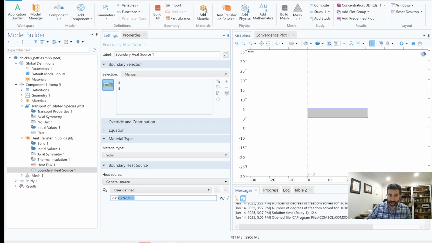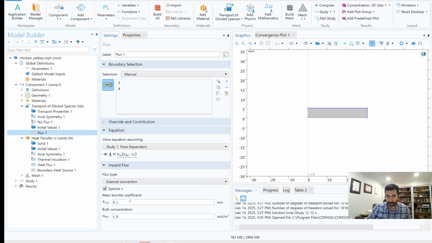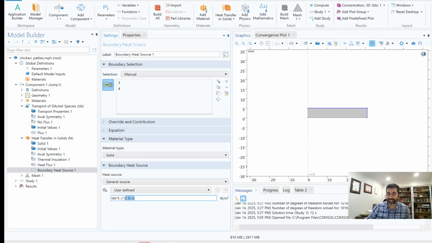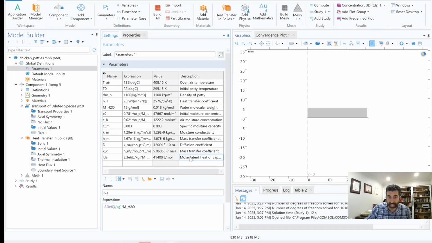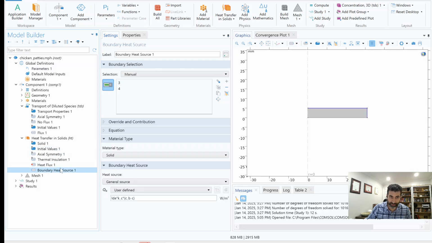They've implemented it here. You'll recognize this as the mass flux that was lost here. They've just had to put that out into an explicit equation, right? Kc times Cb minus Ci, right? The current minus the ambient. That is exactly the same as they put here, but now they multiplied it by this IDA. I don't know why they called it IDA. And if you go over to the parameters here, you'll see it is the molar latent heat of vaporization.